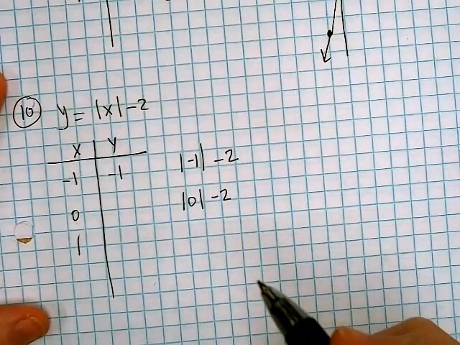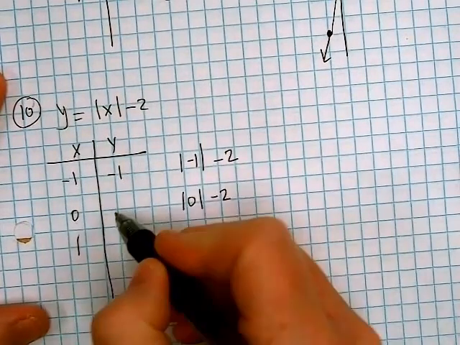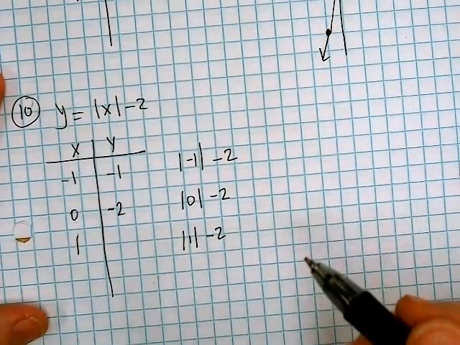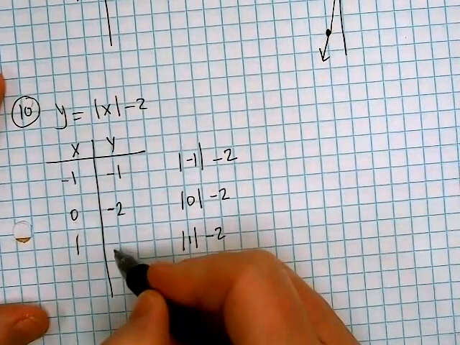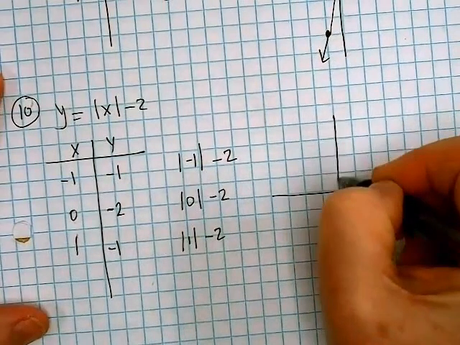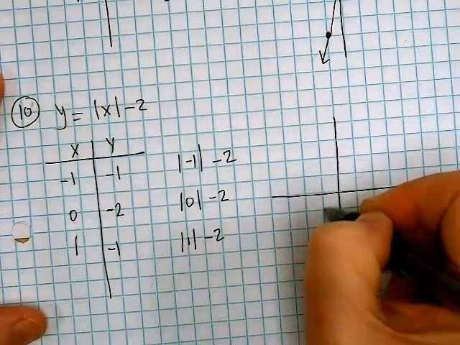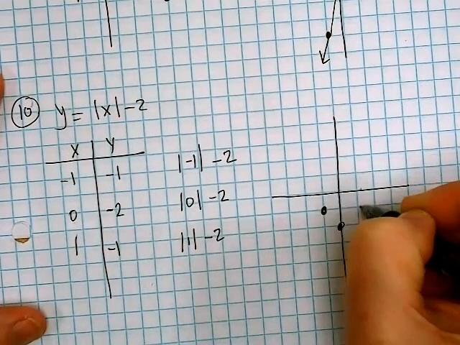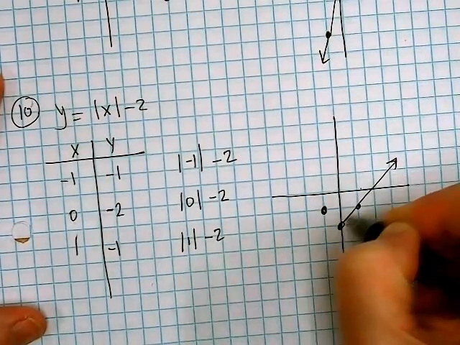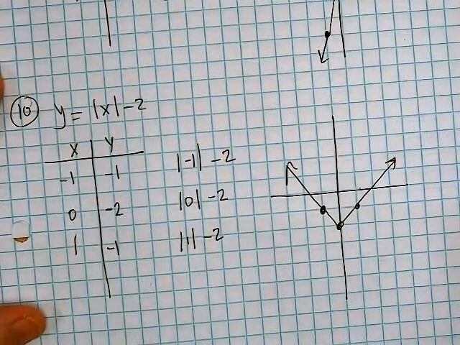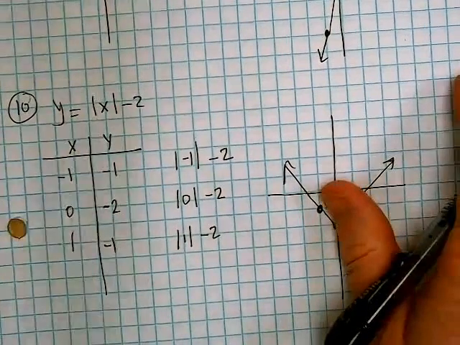What's the absolute value of 0? And 0 minus 2 is? Okay. Absolute value of 1 minus 2. And 1 minus 2 is negative 1. So here we go. Negative 1, negative 1. 0, negative 2. 1, negative 1. There's our graph. Absolute value equations have V-shaped graphs.